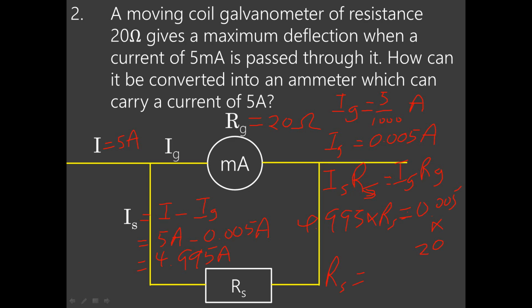So you'll use this equation here and get the value of Rs by getting 0.005 times 20 over 4.995. This is a 5. I don't have a stylus, that's why my things are disorganized. I'm just using my hand. Okay. So what does the calculator give you if you press? For me here, when I calculate, I'm ending up with 0.02. Yeah. So I get Rs as 0.02 ohms.